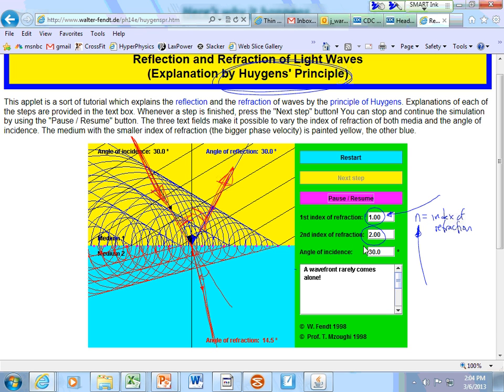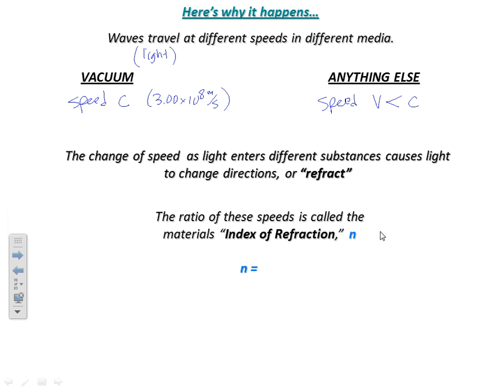So the bigger this index, the smaller the speed v. And that means that n, by definition, is c over v. That's the definition of index of refraction. And where's this n from? n is from n1 sine theta 1 equals n2 sine theta 2, from Snell's law. Notice that n is just a ratio of two speeds, so there are no units.